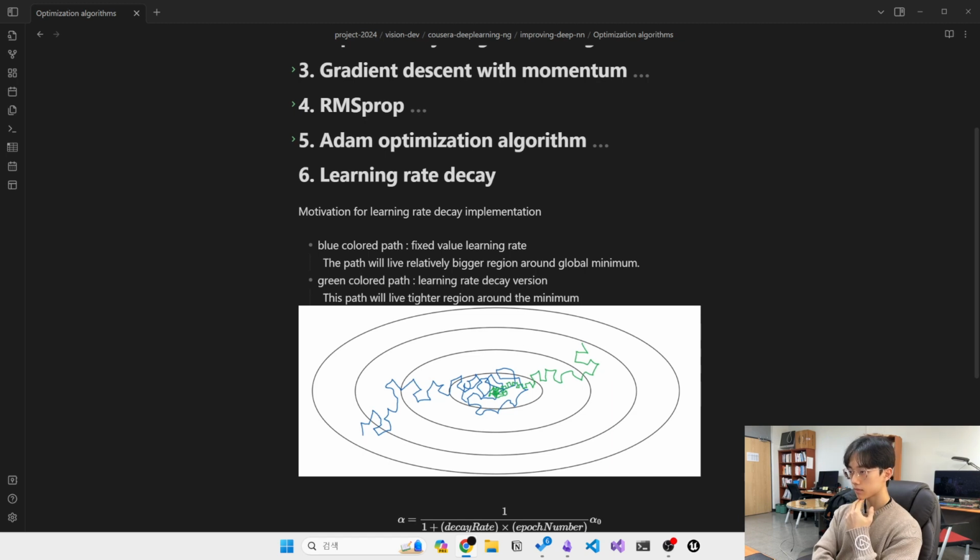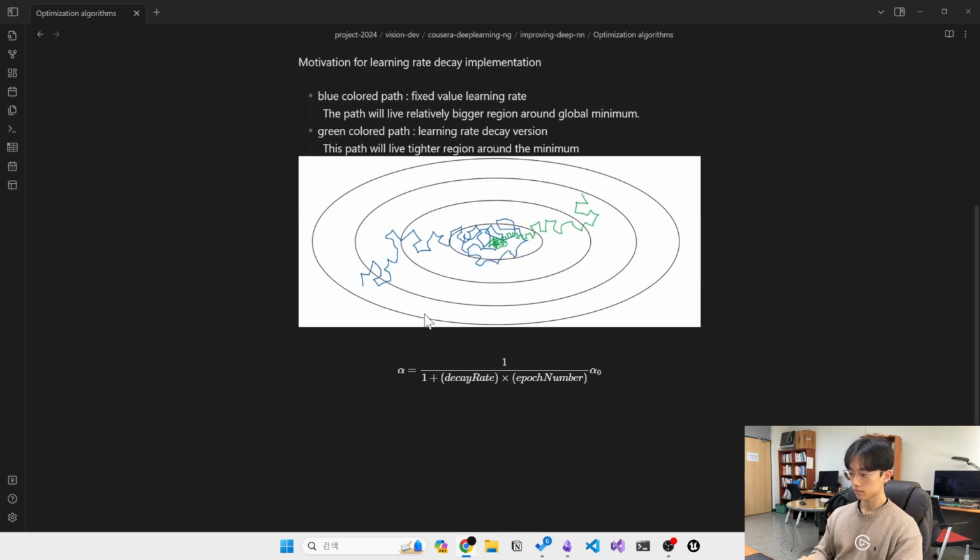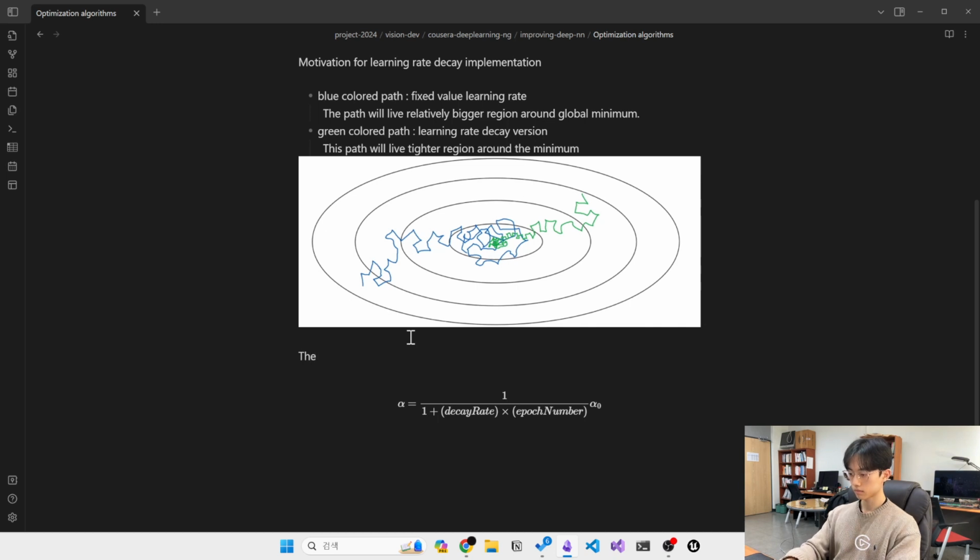So the intuition behind slowly reducing alpha is that maybe during the initial steps of learning, you could afford to take much bigger steps, but then as learning approaches convergence, having a slower learning rate allows you to take smaller steps. So here's how you can implement learning rate decay.